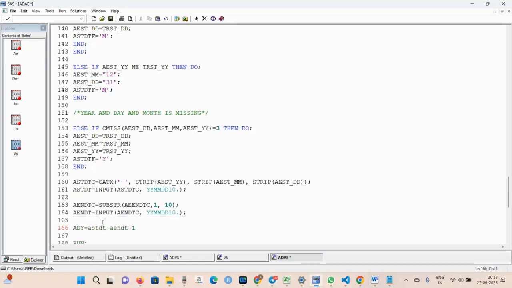So for the study days, all those things you have to memorize. You just have to memorize these formulas. It's not that complicated. But usually you will have reference programs in real time. You can go and check also.